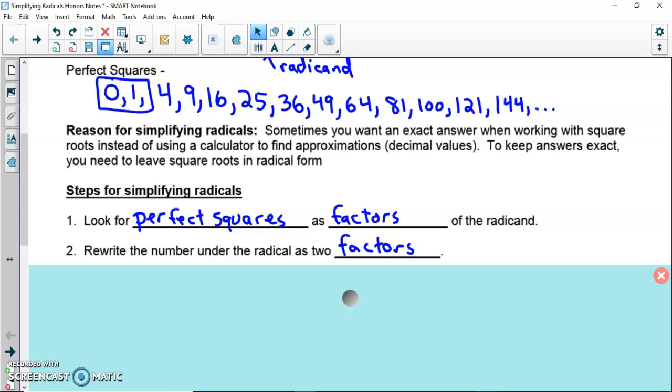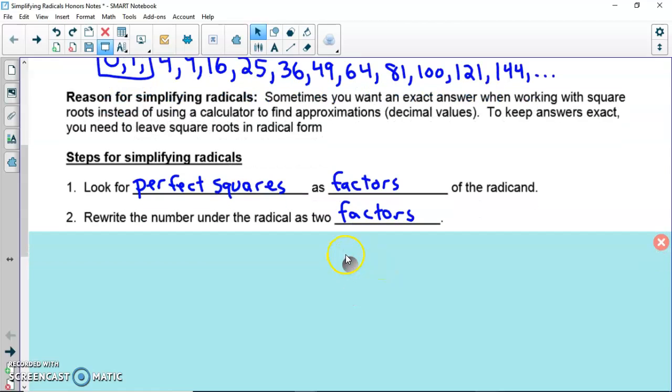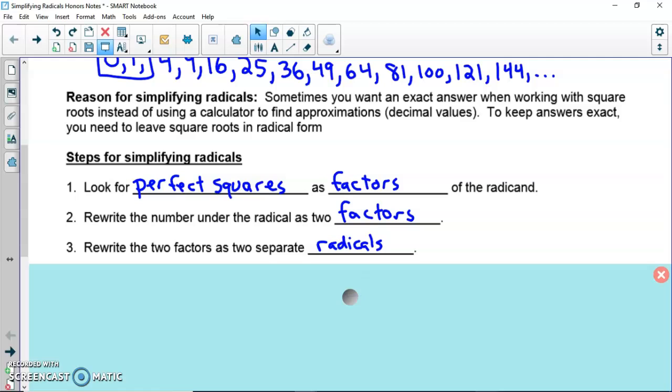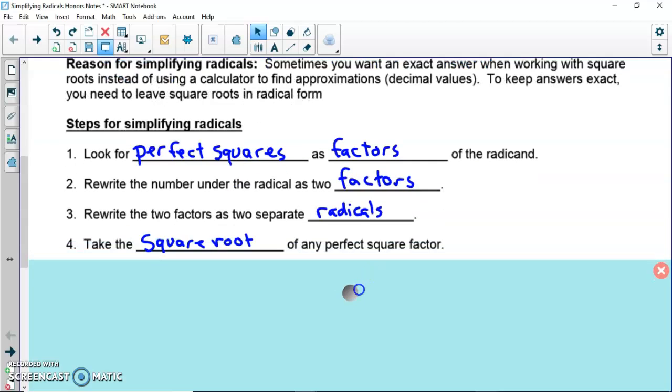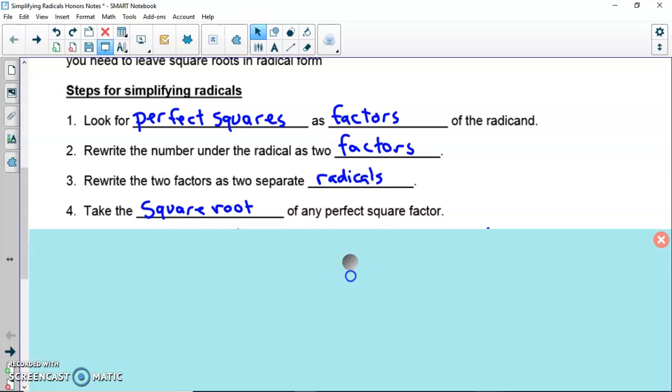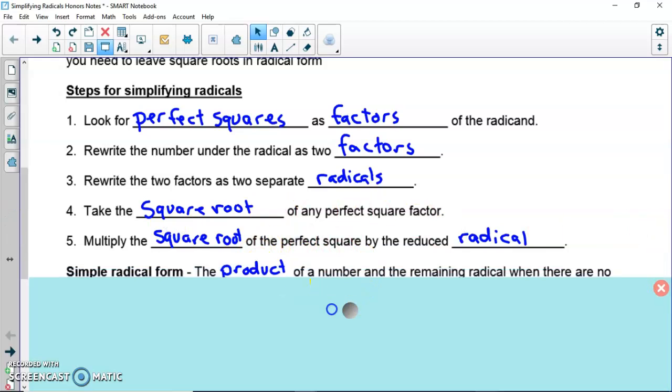So once you find that perfect square factor, you're going to rewrite the number under the radical as 2 factors. Step 3, then you can write the 2 factors as 2 separate radicals. Step 4, take the square root of the perfect square. And last but not least, you multiply the square root of the perfect square by the reduced radical.